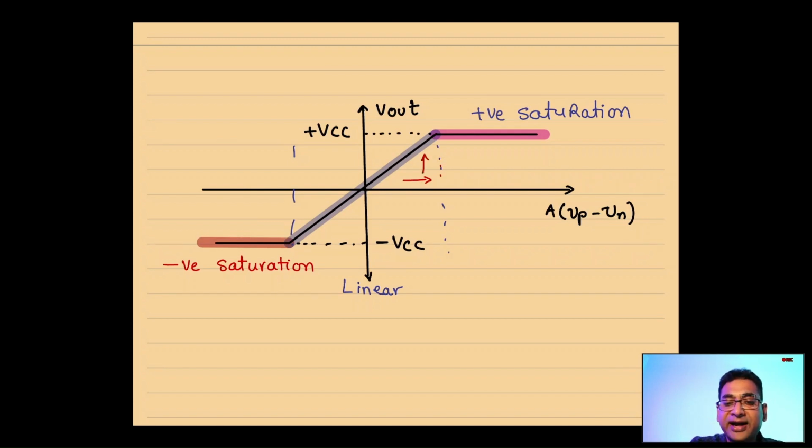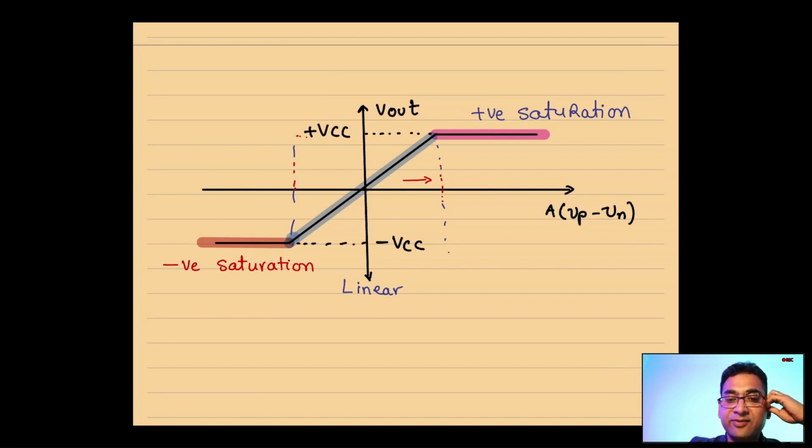But at some particular point, you're going to hit a point where the output levels off. That's called a positive saturation region. And then on the other side, there is a negative saturation region as well. But you want to operate your operational amplifier in the linear region as much as possible. So that's the idea of positive saturation, negative saturation, and linear region of operation.